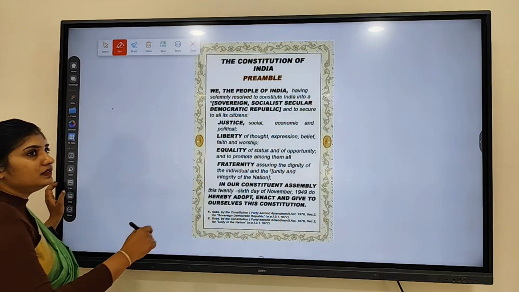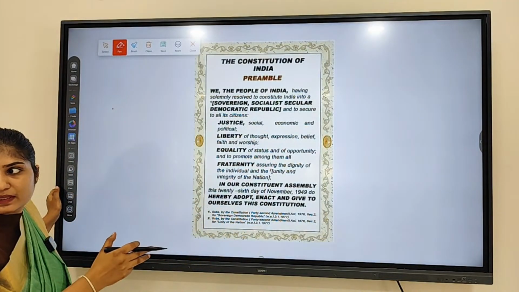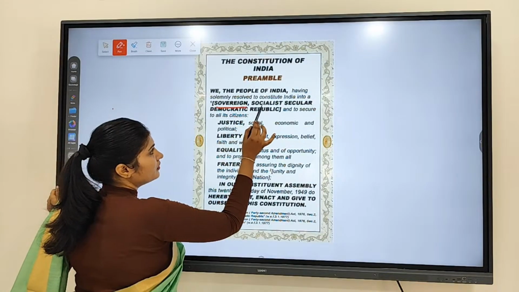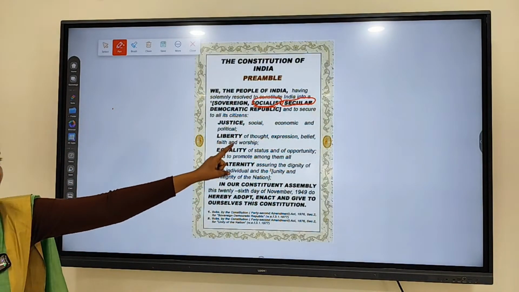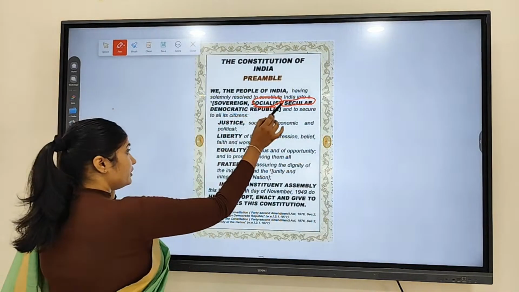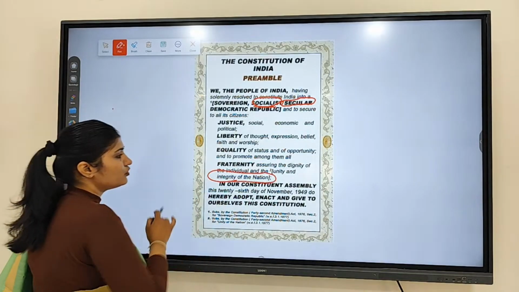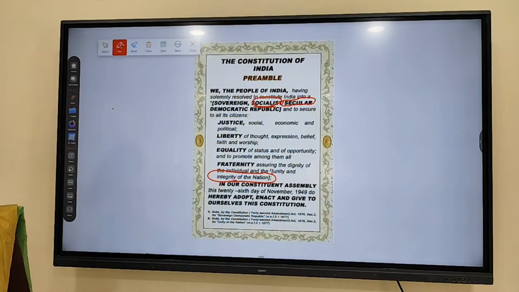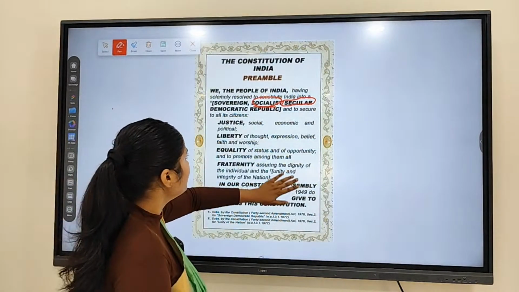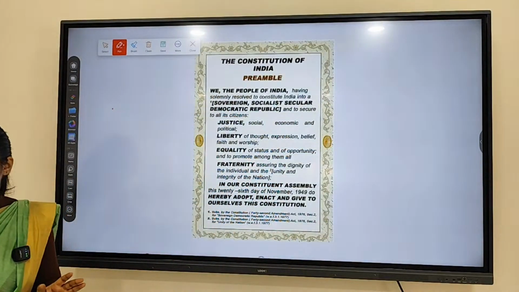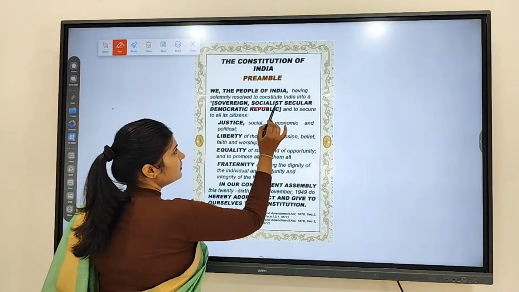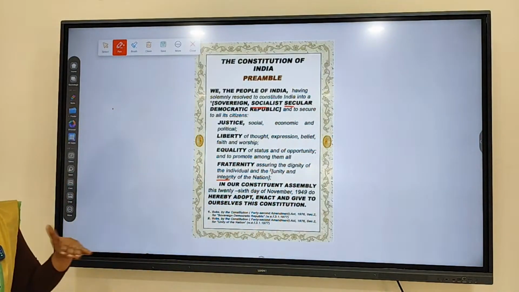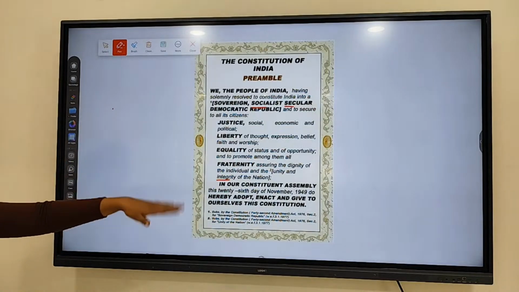And see, this is the new preamble. In the old preamble, the words socialist, secular, and integrity were not there, as I just showed you in the PPT, it was there originally. And this is the new preamble. Let me explain each in detail. Our preamble has been amended only once till now, and through the amendment we have added 3 words: socialist, secular, and integrity. Through the amendment we have added these 3 words in the Constitution.